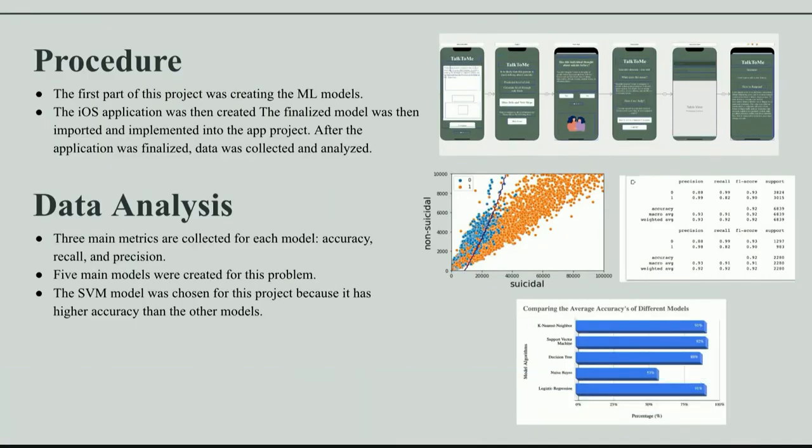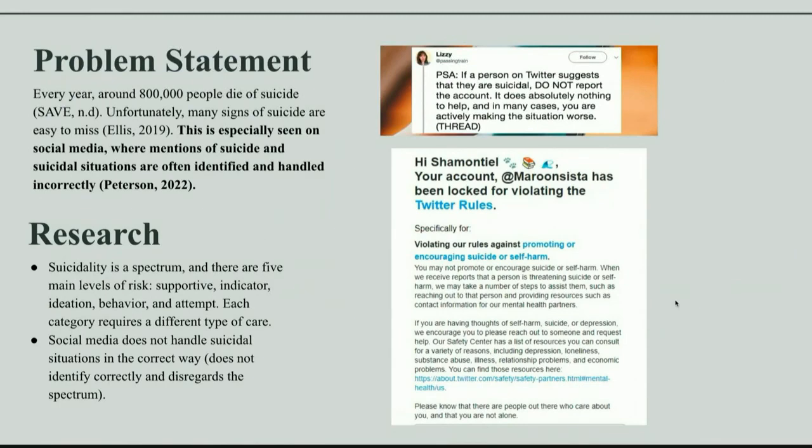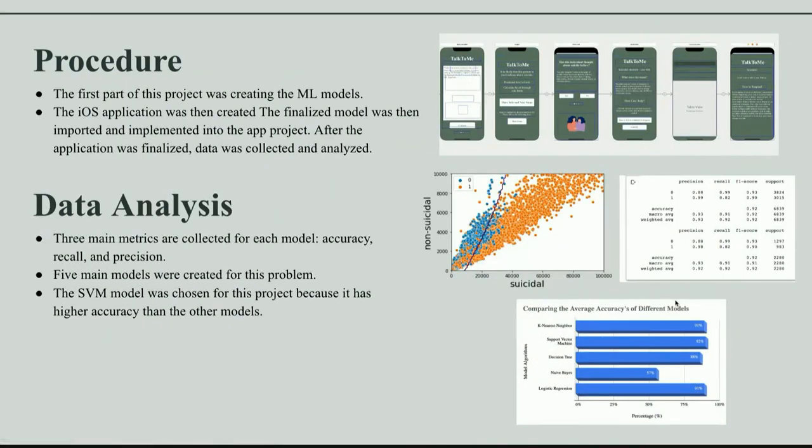So for my procedure, the first part of my project was creating machine learning models. Machine learning is the idea of a machine being able to, once you input data, create patterns based on that data, and therefore, when new data is inputted into it, create predictions based off of it. So I created 5 different machine learning models, and then I chose the best one based on a bunch of different metrics. Then I took that machine learning model and implemented it into an iOS application that was my final product. So my data analysis is related to choosing the best model out of the 5 models that I created.